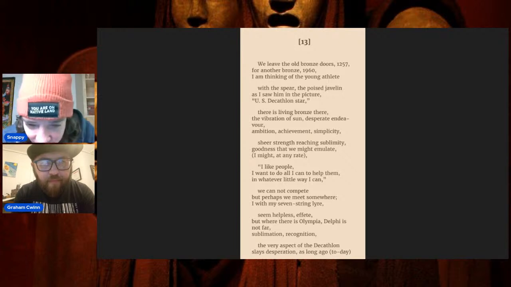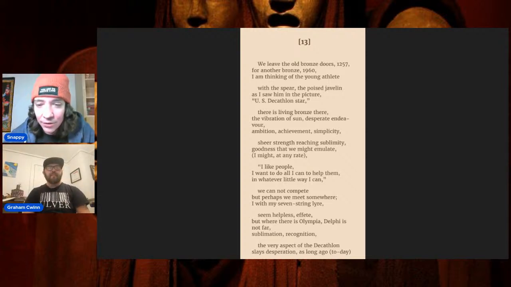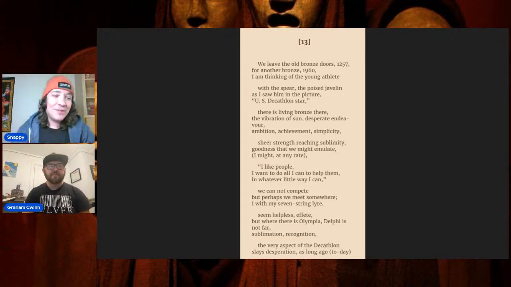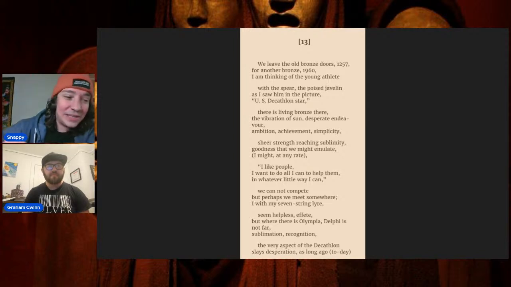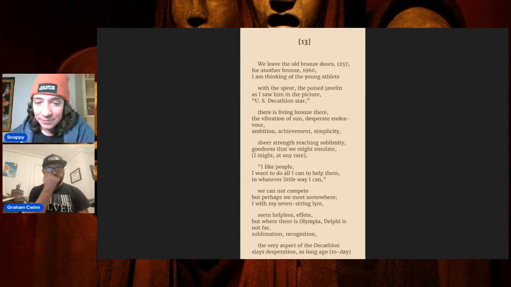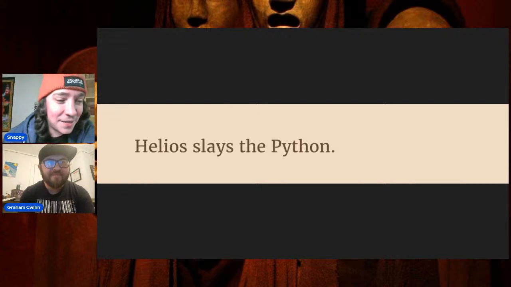Sublimation, recognition. The very aspect of the decathlon slays desperation as long ago today. Right? They're recognizing those games and the slaying of the python and those games as they move from Delphi, where the original oracle was, to Olympus. That shift from the matriarch to the patriarch, and she's trying to go back to that ancient tradition, to the long ago, to the origins, that prophetic voice, right? Helios slays the python.